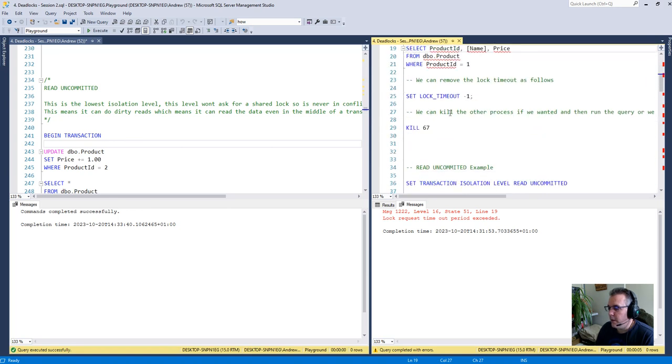Oh, to actually remove the timeout, we've set the timeout. You set it to -1. You could also kill the process if you wanted.